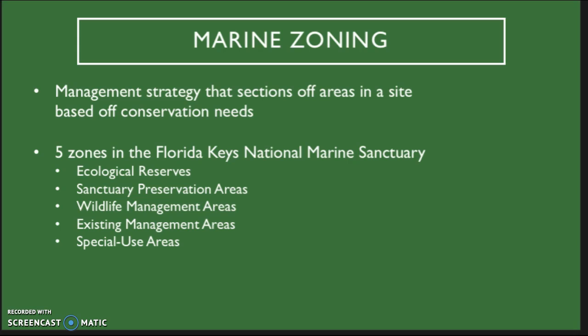The Florida Keys National Marine Sanctuary uses marine zoning as its main management strategy. Marine zoning is a conservation strategy that sections off areas into different zones based off of the importance and level of damage of each section. So the sanctuary has created 5 different zones that each section can be assigned to. These zones are ecological reserves, sanctuary preservation areas, wildlife management areas, existing management areas, and special use areas.